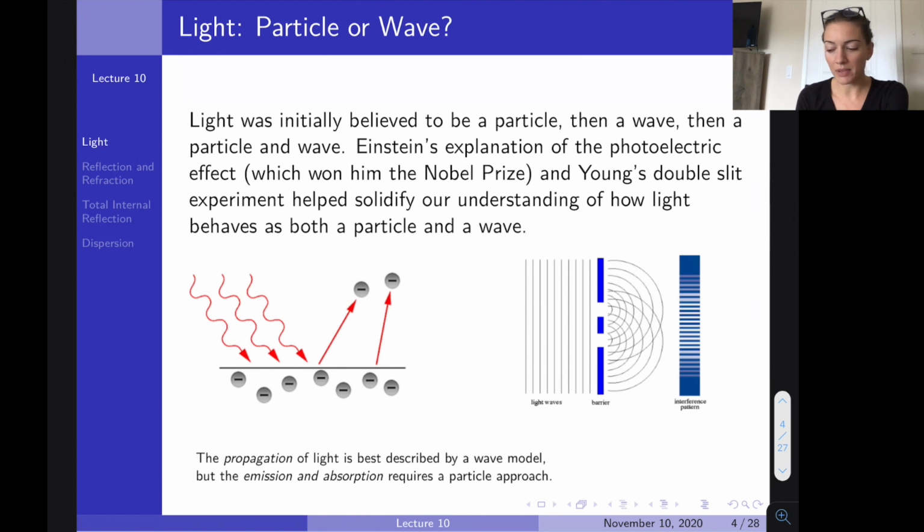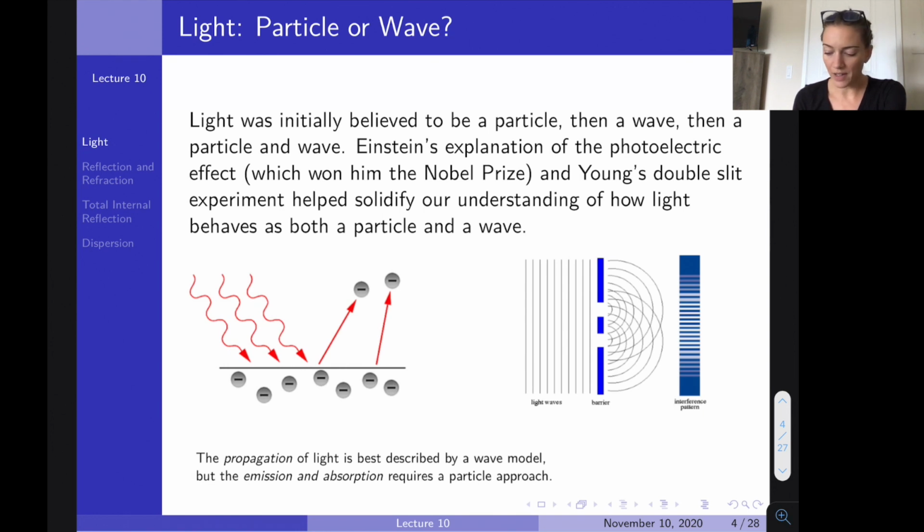Light was initially believed to be a particle. The ancient Greek philosophers thought that light was a particle. Then as things progressed, in Newton's time, he thought that light was a wave. And then we eventually realized that light is both a particle and a wave. Two very famous experiments describe this dual nature of light. We have the photoelectric effect, which Einstein explained and which won him the Nobel Prize. He actually didn't win the Nobel Prize for relativity, he won it for the photoelectric effect. And then we have Young's double slit experiment.